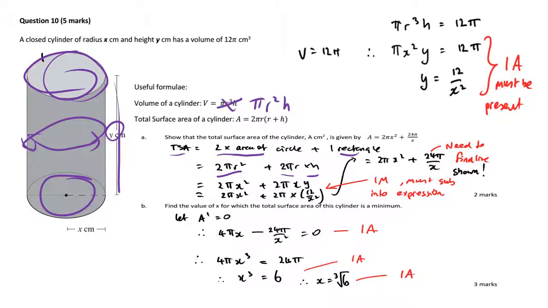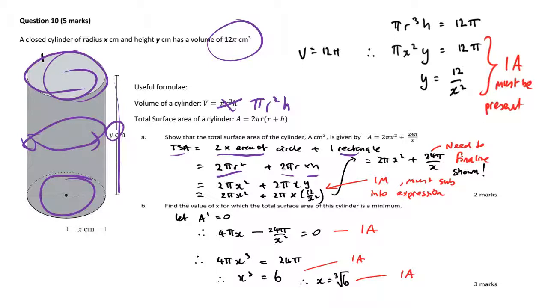This is where you hit a brick wall, because you've got a y that you've got to try and find an expression for. And this is where we use the information that we're given about what the volume was equal to. Now the volume was equal to, I see I've done it up here as well. So the volume was equal to 12 pi cubic centimeters.